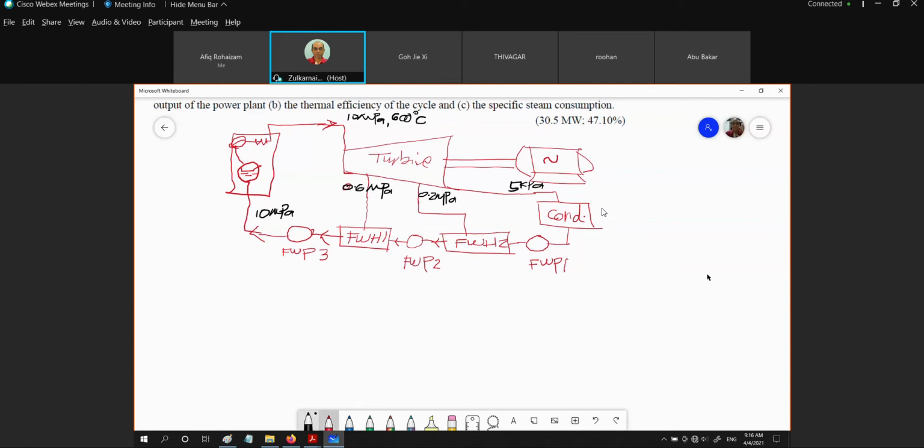At the entrance of the turbine. Entering the turbine. Okay. So this is the arrow. This should be the arrow. This should be the arrow. Is there any missing arrow? Oh, yeah, this one.